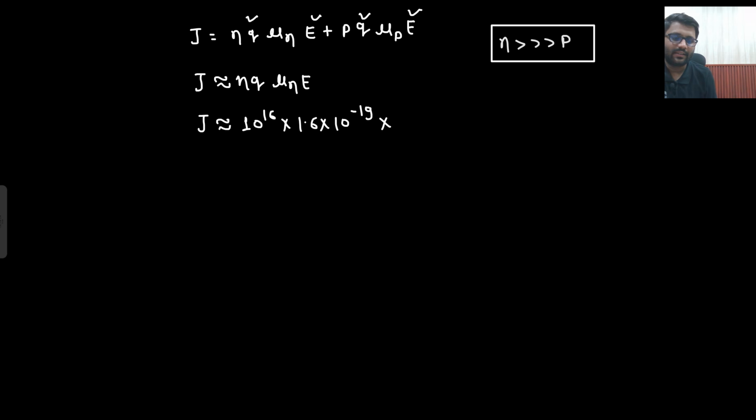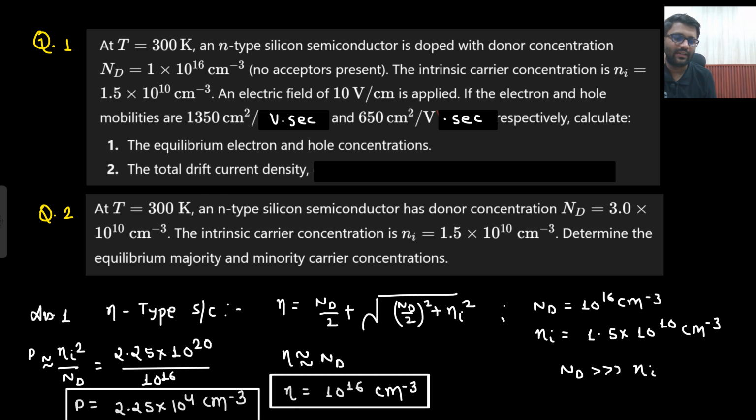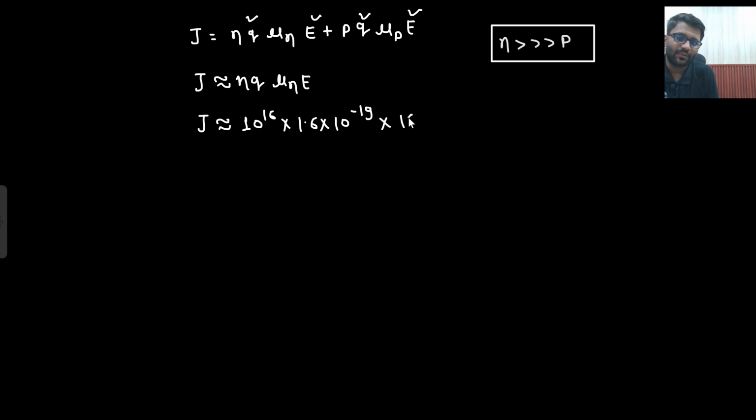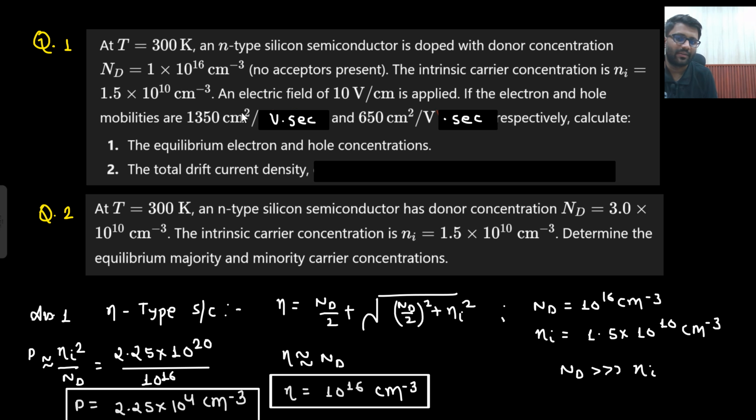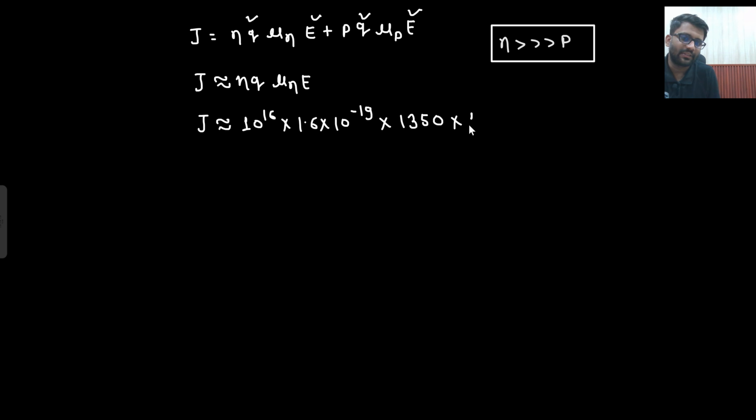Now you would see n is in centimeter cube inverse, right? Q is in coulomb. Mu n, the only issue is centimeter, so I am just writing 1350, which is in centimeter square. And electric field is there in, where is the electric field? Volt per centimeter. Electric field is also there in volt per centimeter.